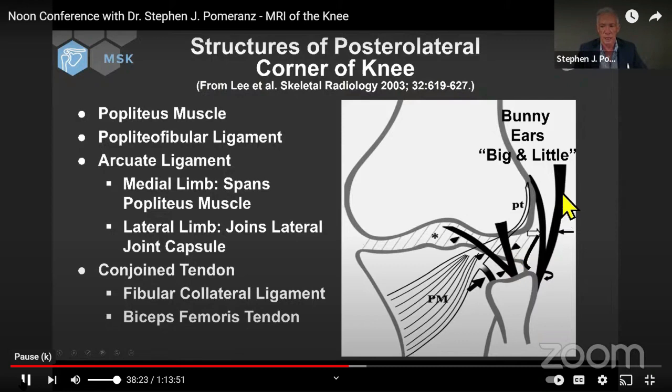Then we go to the big bunny ear. The big bunny ear is composed of the fibular collateral ligament and the biceps femoris, which don't really fuse. So this is not a completely accurate diagram, but they're right next to each other. So they receive the name conjoint tendon, misnamed, because they're not really conjoined. And then our fibular collateral ligament origin is slightly above the popliteus tendon origin.